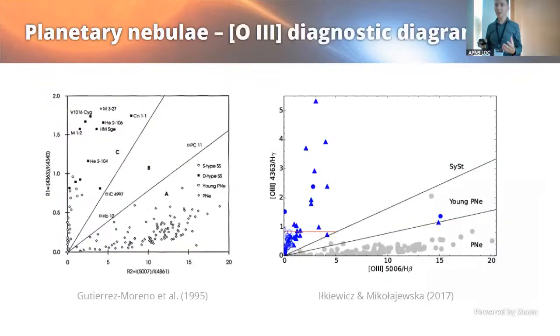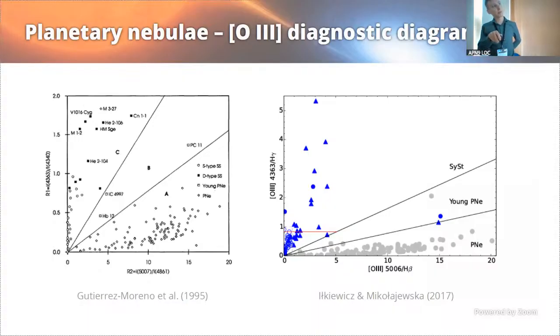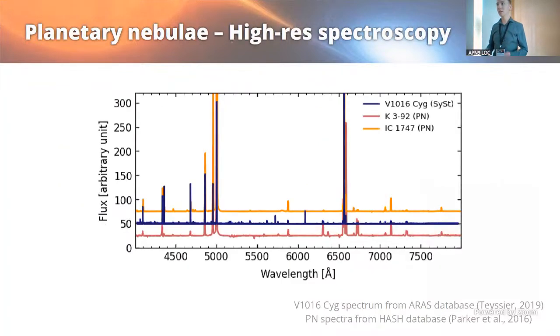There are ways, if you have the follow-up, to try to distinguish symbiotic stars from planetary nebulae based on spectroscopy. For example, these are O3 diagnostic diagrams, and you see that the planetary nebulae live in a bit different region of the diagram than symbiotic stars. But the thing is that for this kind of work, you need to have spectroscopy with reasonably high resolution to actually be able to measure the fluxes of these emission lines.